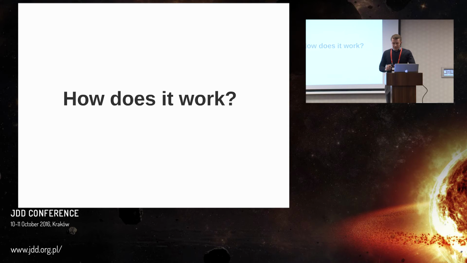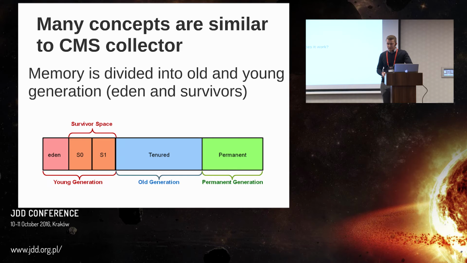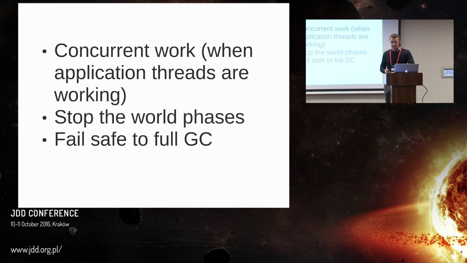So how actually does it work? It also relies on a theory that most objects die young. So the memory is divided into young and old generations, and the young generation is further divided into Eden and survivors. This is exactly the same as in other algorithms. The most similarities G1 has with CMS, because it's working concurrently with application threads.